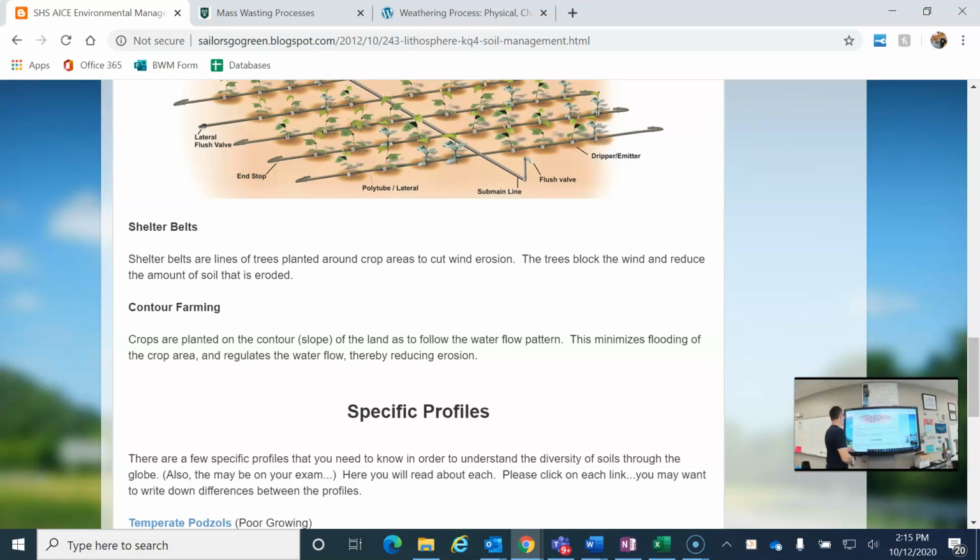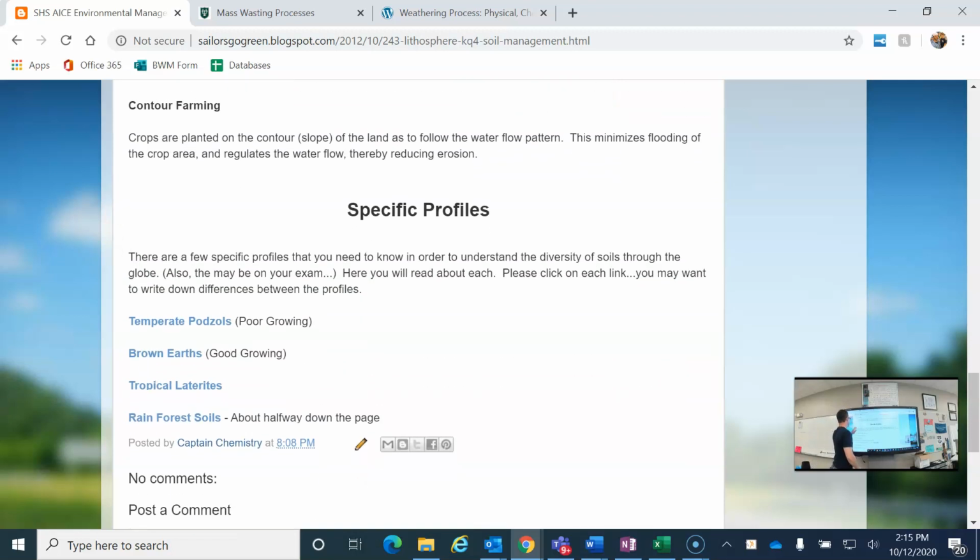I do want you to look at these specific profiles that you need to know and understand about the diversity of soils. These probably are going to be on your exam. You do need to read about each. Make sure you've done that. You might want to write down the differences between the profiles. I'm not going to go through them here, but I do need you guys to go and do that. So make sure you do that. It may come up on the exam.